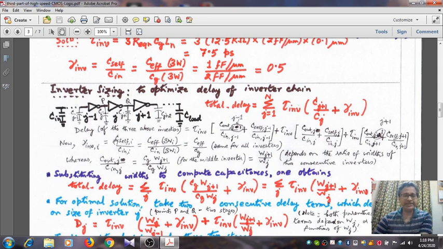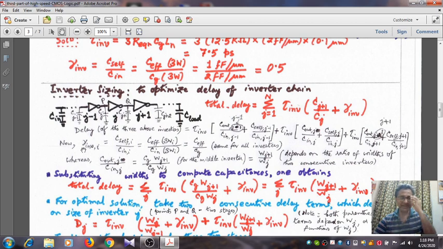Now consider the delay of three inverters. So we have shown stage j minus 1, stage j and stage j plus 1. If you consider the delay of the three inverters, what we write is tau inverter multiplied by the fan out factor, C out j minus 1 upon C in j minus 1, plus the gamma of this inverter, plus tau inverter into the fan out factor of the second inverter plus gamma, plus tau inverter into the fan out factor of the third inverter plus gamma.